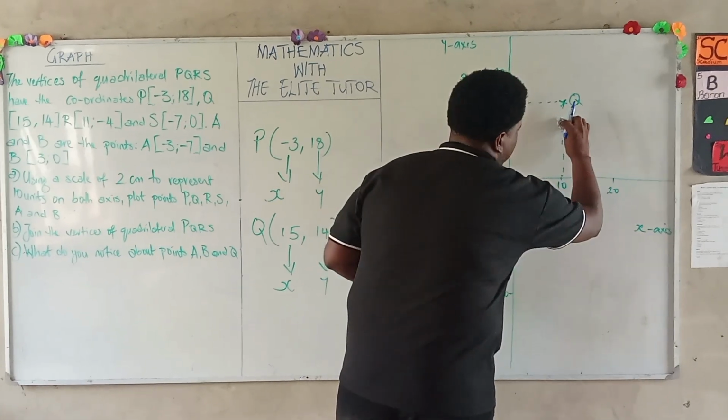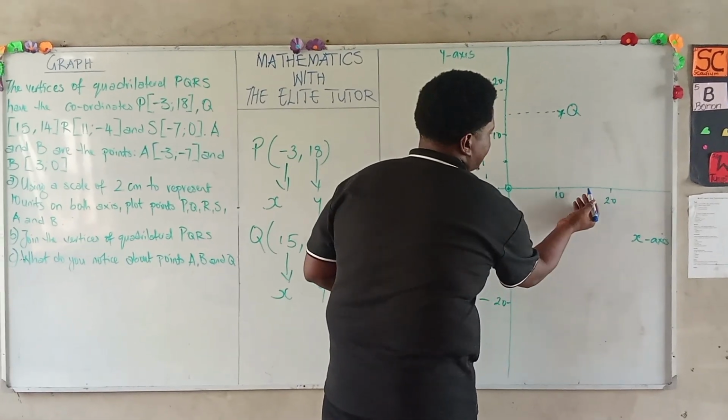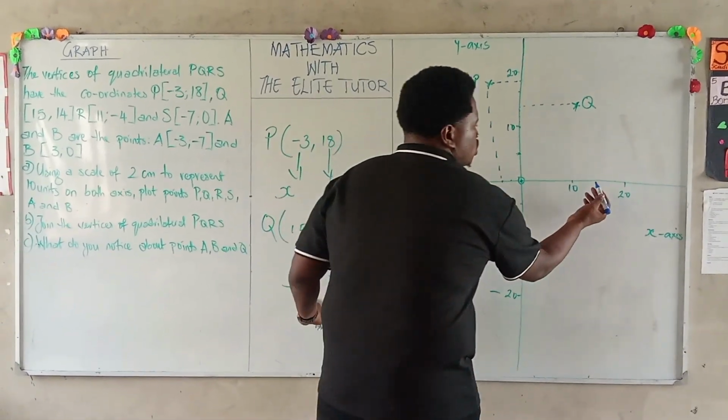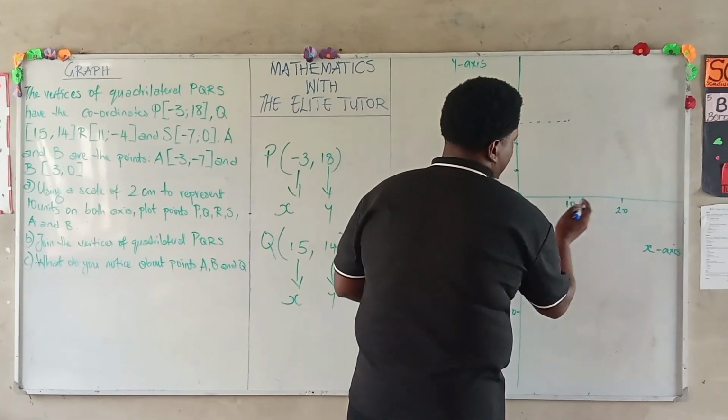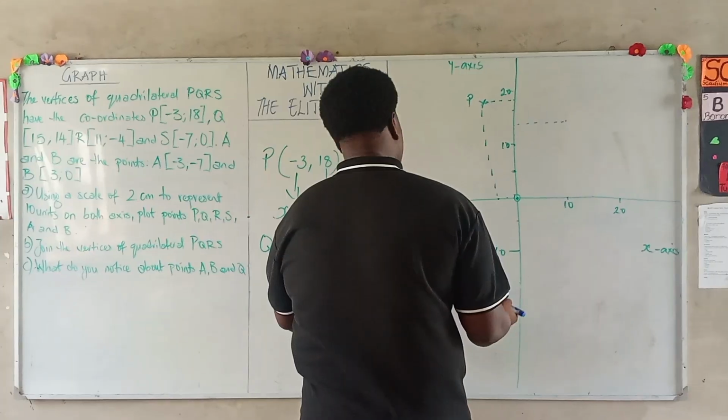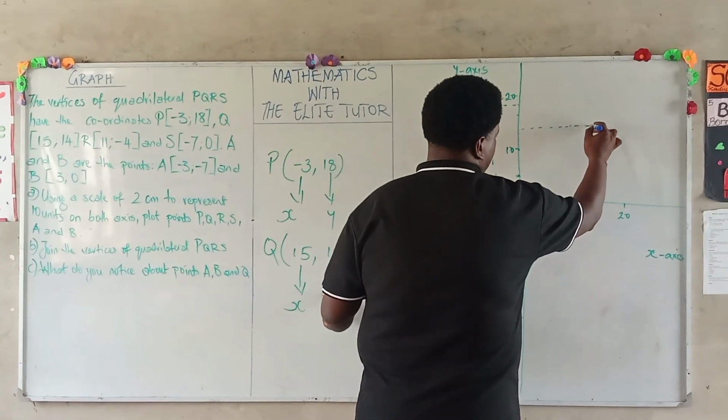Okay, sorry, there was a mistake here. So this is 15, because we say when x is 15, 15 falls here. So 15 falls here, when x is 15 and y is 14. So we have it up to this point.